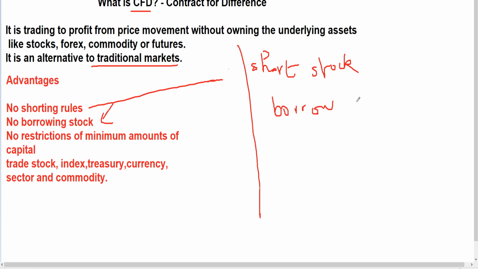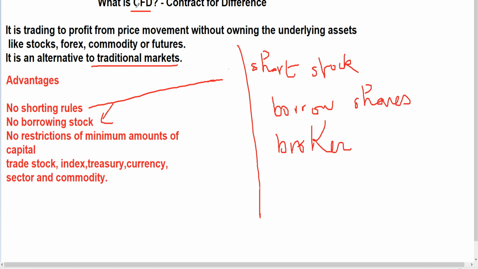Okay, you should borrow shares. This is what you do when you are going to sell short a stock. So what does it mean? It means the broker provides you with these shares. If the broker has no shares to lend to you, you can't short.